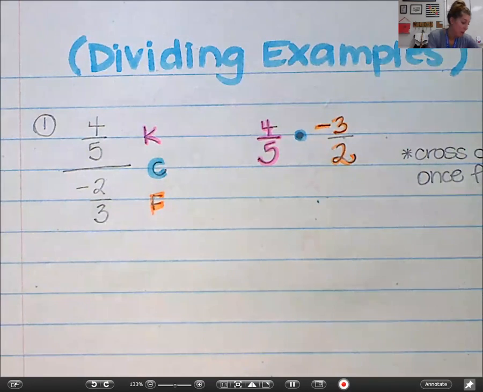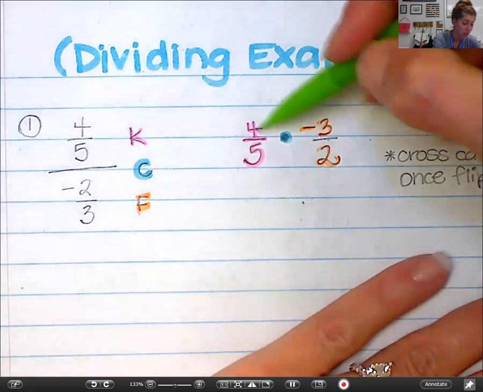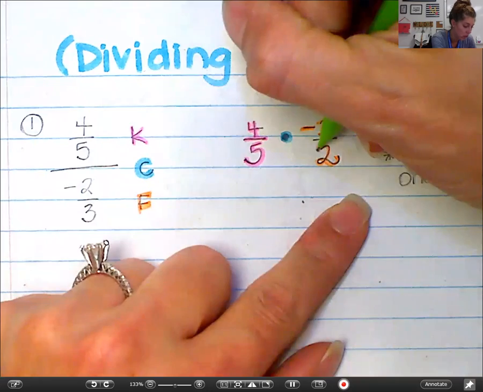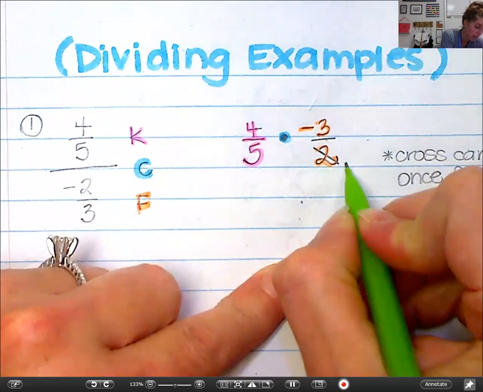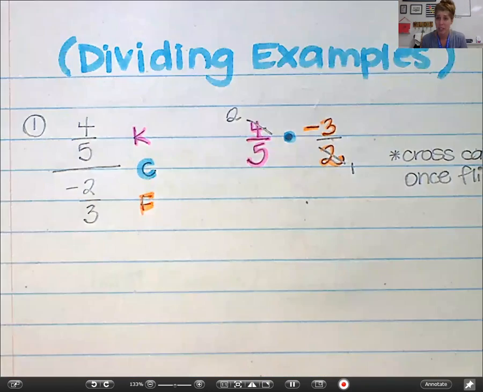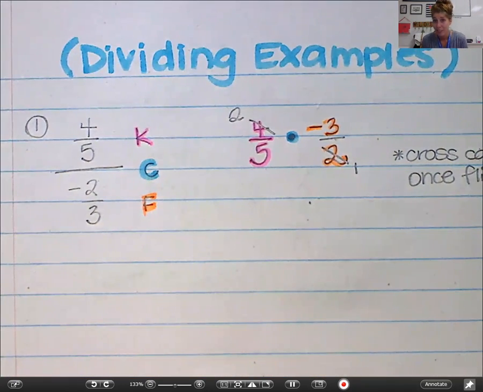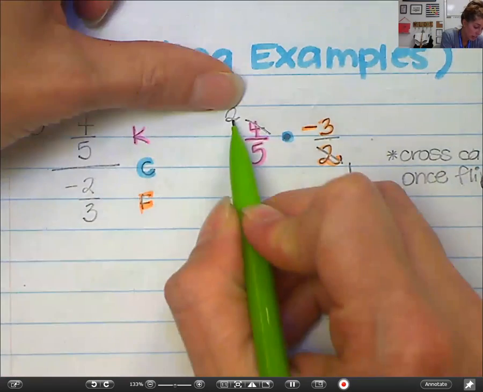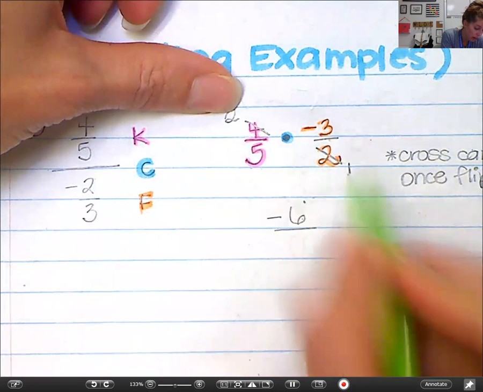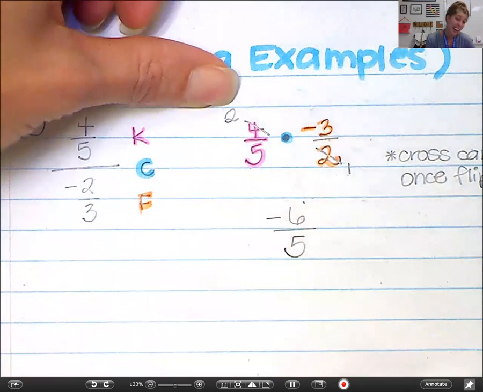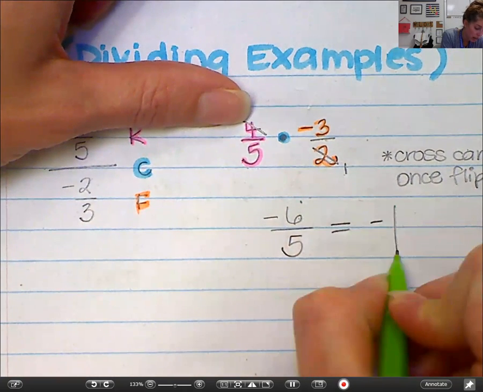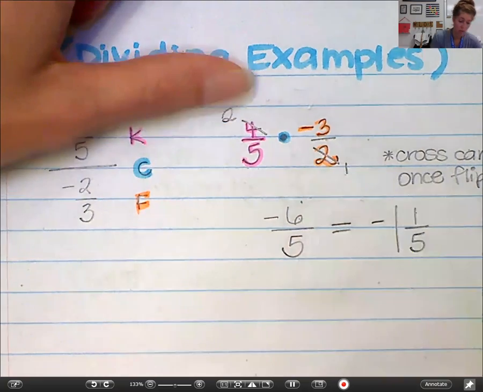Okay. So I'm going to choose to cross cancel the 4 and the 2. In fact, it's the only one that I can do. 3 and 5 don't have that factor in common. So 2 divided by itself is 1. 4 divided by 2 is 2. And now I'm going to multiply straight across, just like I did with multiplying fractions. 2 times -3 is -6. And 5 times 1 is 5. I cannot leave it improper, so I'm going to change that to -1 and 1/5.